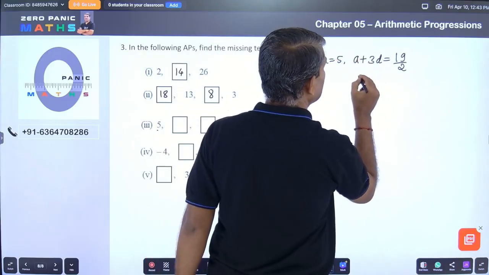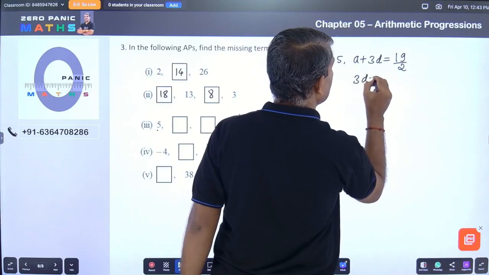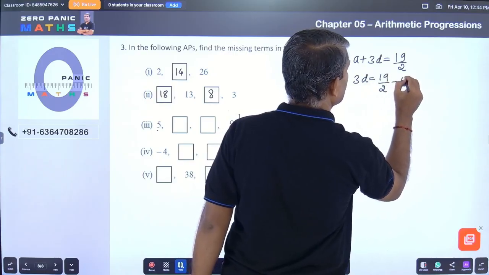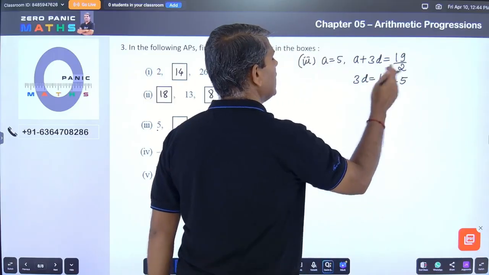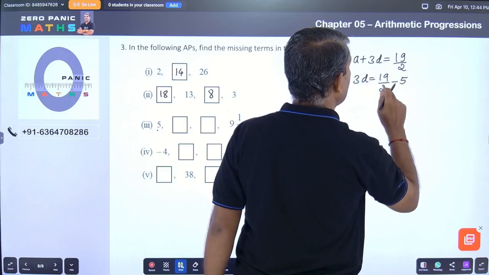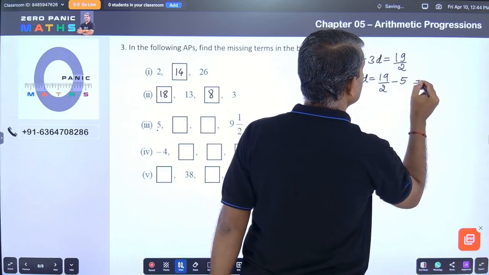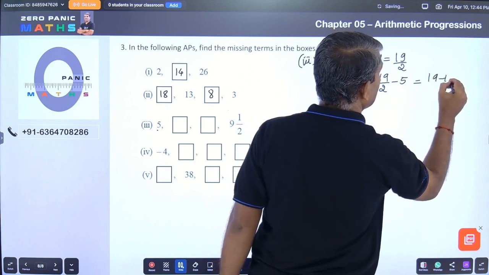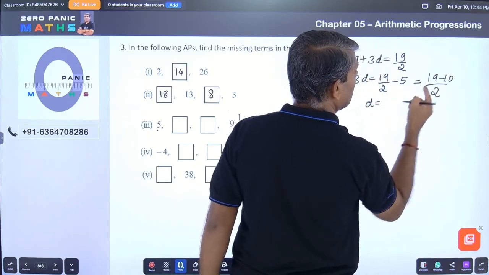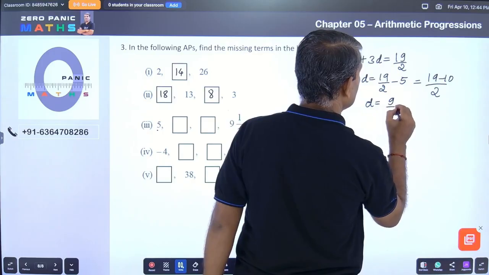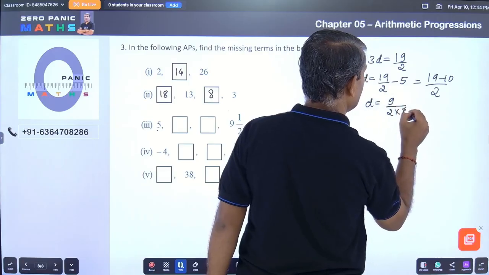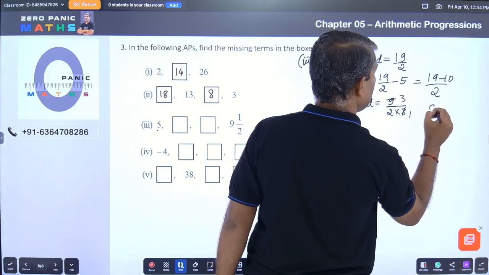3D is equal to 19 by 2 minus 5, right? I'm taking minus 5 to that side. So this is actually cross multiply 2 5s, it is 10. That is 19 minus 10 divided by 2. So 3D is equal to 9 by 2, and multiply 3 in the denominator. 3 ones are 3, 3 threes are 9, so D is equal to 3 by 2.